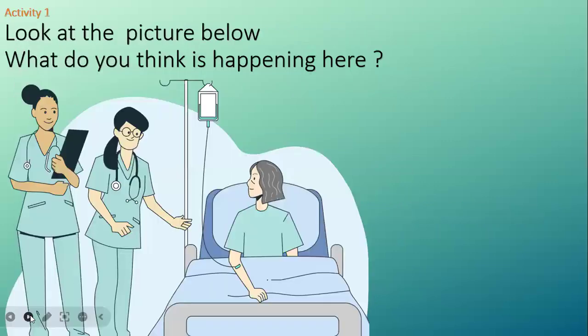This is your activity 1. I want you all to look at this picture, and in the chat box, you can type for me, what do you think is happening in this picture? There's nothing wrong or right about the answers. Whatever comes to your mind, you can write in the chat box. Anything. Whatever you think is happening here in this picture.